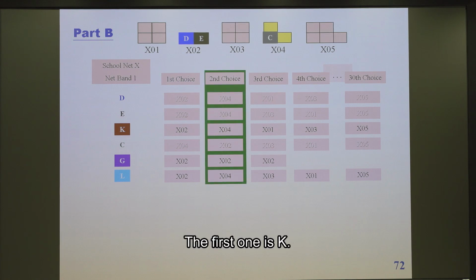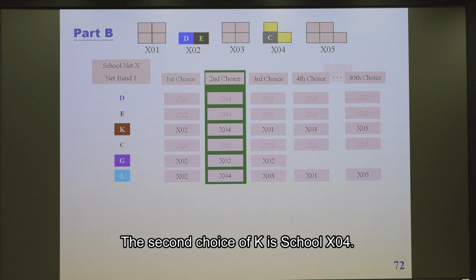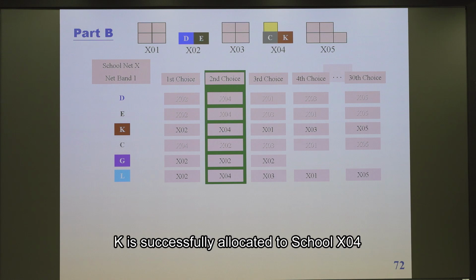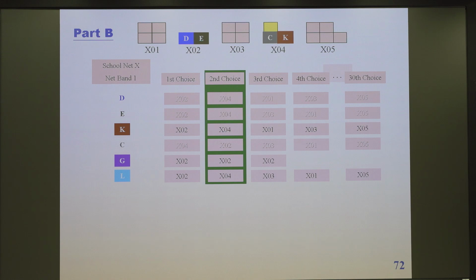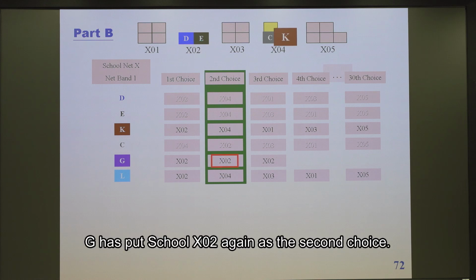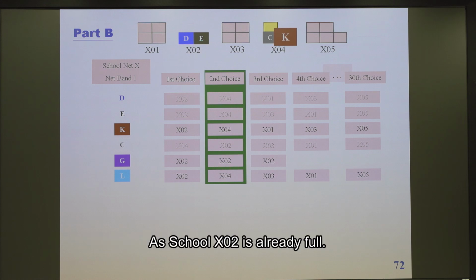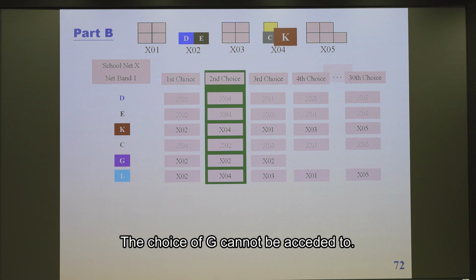The first one is K. The second choice of K is school X04. School X04 still has 2 places. K is successfully allocated to school X04. G has put school X02 again as the school choice. As school X02 is already full, the choice of G could not be acceded to.